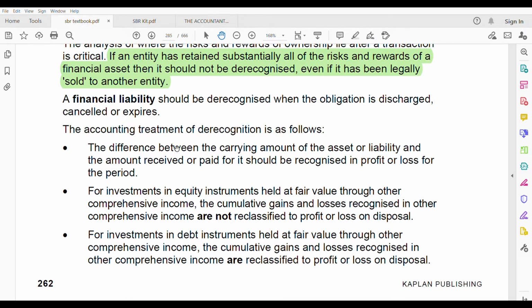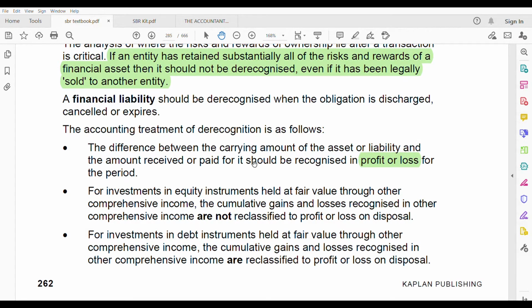The difference between the carrying amount of the asset or a liability. Okay, generally they are talking about the accounting treatment of both financial asset and financial liability. It's not relating to financial liability only, because they told here the difference between the carrying amount of the asset or a liability and the amount received or paid for it should be recognized in profit or loss for the period. Definitely, when you are selling at that date, you see what is the carrying amount of your asset or a liability and at what amount you are selling it for. So definitely if you are selling it for more than your carrying amount of the asset, it's a profit. So you need to recognize that profit or loss. We have already discussed that profit or loss needs to be recognized.